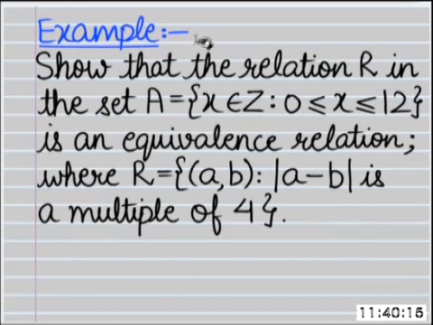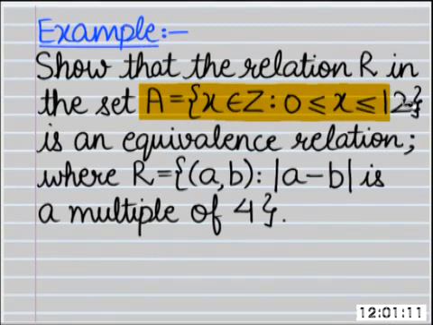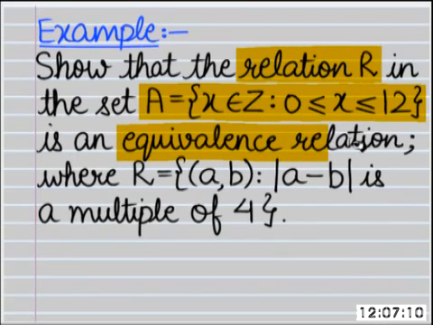Let us see an example. Show that the relation R in the set A consisting of elements x belonging to the set of integers Z such that x is greater than or equal to 0 and less than or equal to 12 is an equivalence relation, where relation R is a set consisting of ordered pairs A, B such that modulus of A minus B is a multiple of 4.